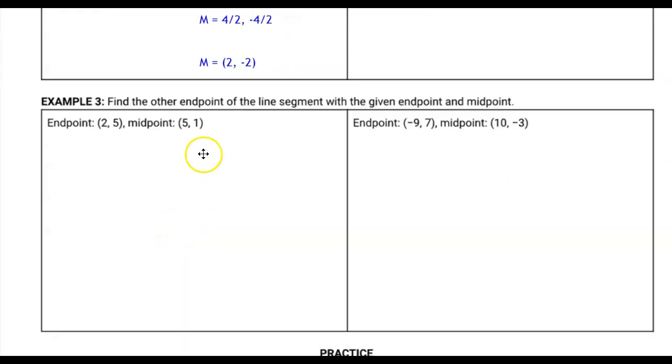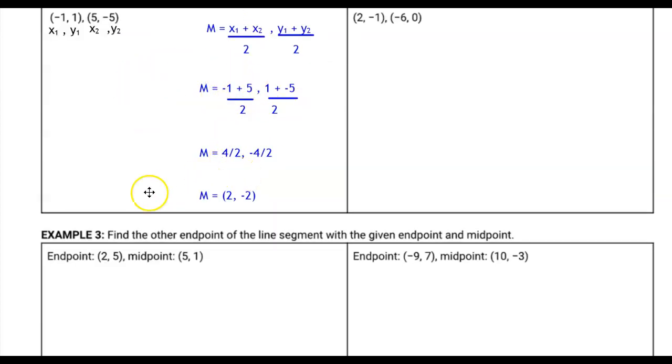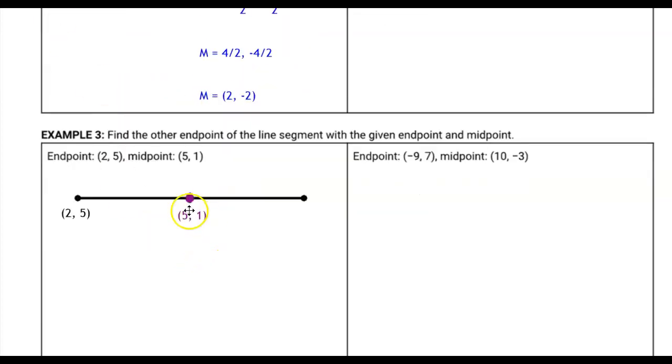If the problem asks us to do it another way, find the other endpoint of the line segment with a given endpoint and midpoint, we have to use the same formula but a little creatively. Here's how we do it. This question is asking us to think about it like this. If one of the endpoints is 2, 5 and the midpoint is 5, 1, what's the other endpoint?